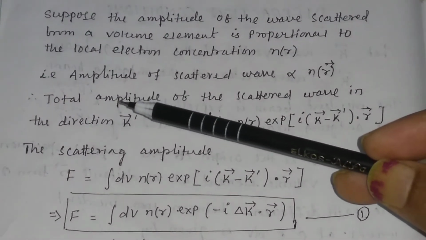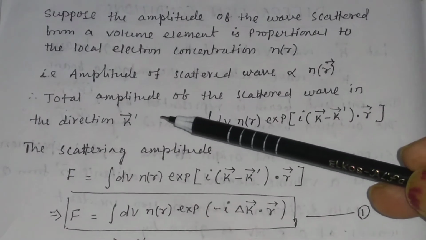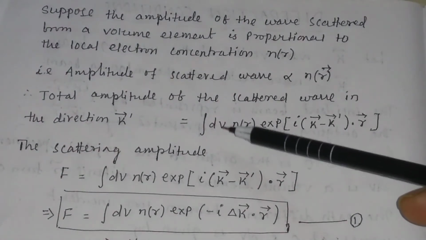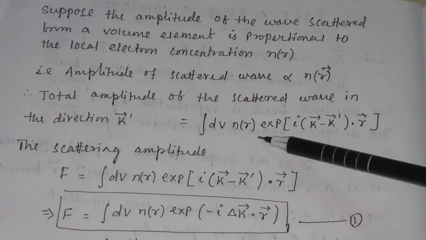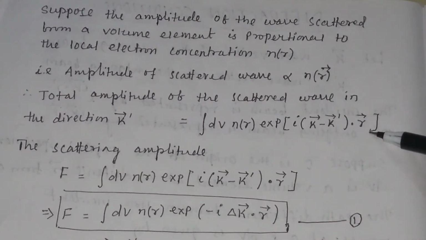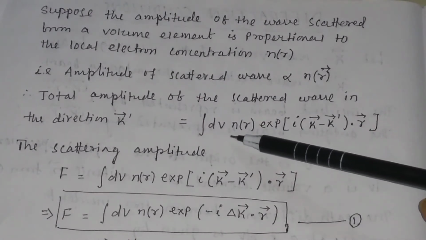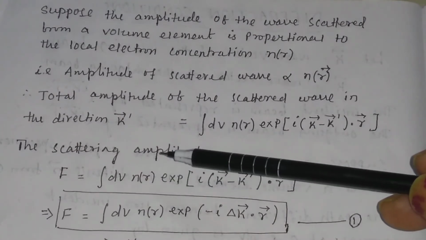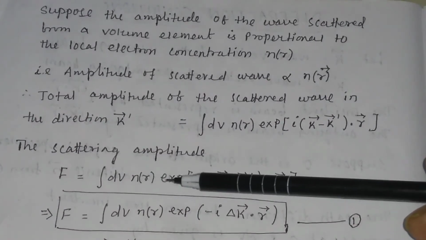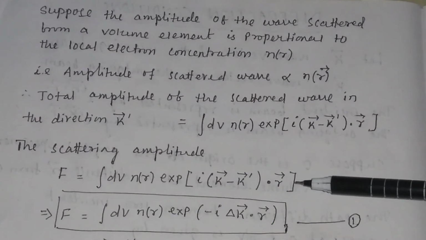Hence the total amplitude of the scattered wave in the direction k dash vector will be equal to the integration of dV n(r) exponential i k minus k dash dot r. This is called the scattering amplitude. So the scattering amplitude, let us say F, is equal to the integration of dV n(r) exponential i k minus k dash dot r.